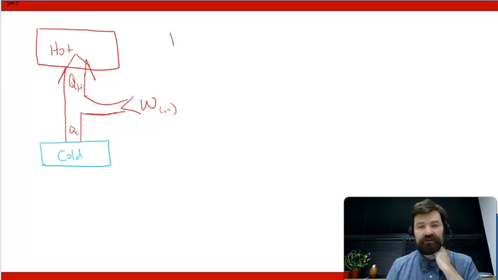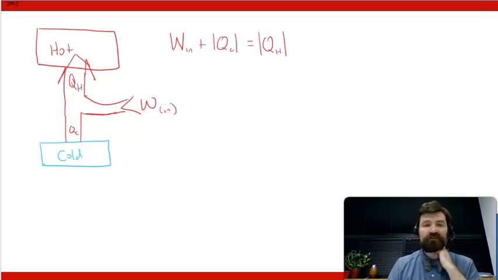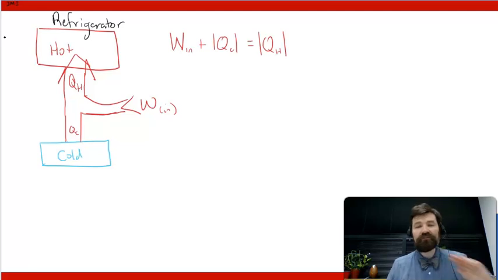And this time we might say that the work in, plus QC, is equal to QH, how much heat we've shunted into the hot reservoir. So you're basically pulling heat out of the cold reservoir, putting it into the hot reservoir by doing some amount of work on the system. So this is your refrigerator, or alternatively your air conditioner. And again, this is a heat engine working in reverse.